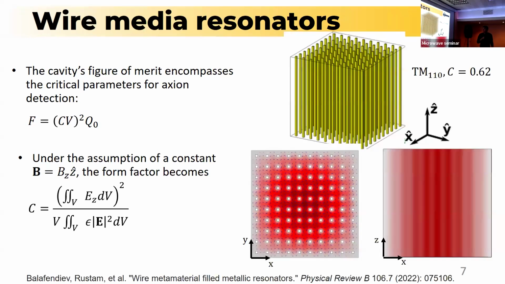Particularly, it has been studied in the wire media field cavities that the mode with the highest form factor is the fundamental TM110 mode. And this mode has a form factor of 0.62, indicating that in the axial direction, we have a uniform field. So there is no way to optimize it more. It's already uniform. But in the transversal section, we have a sinusoidal profile, right? So this sinusoidal profile is the one that is limiting our form factor. It is making our form factor equal to 0.62.